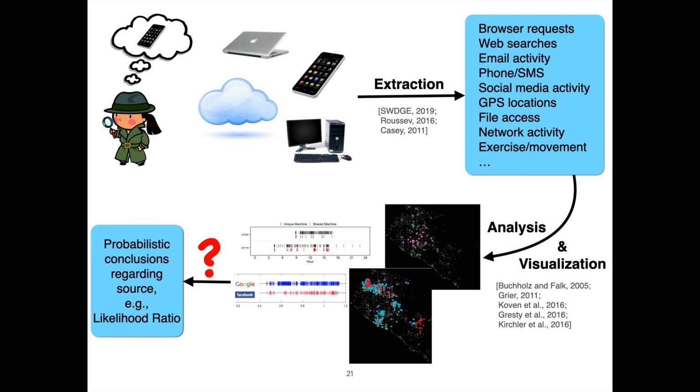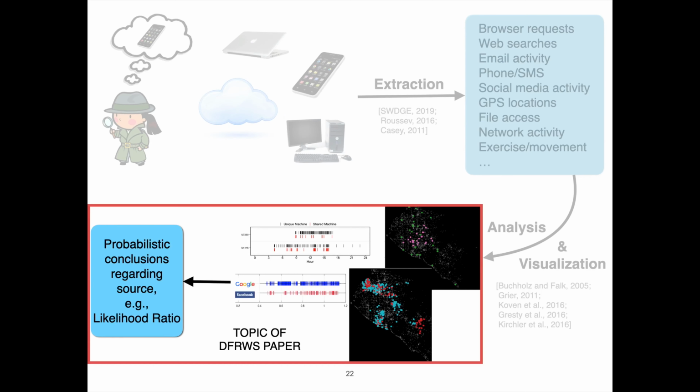But what's missing here is how to take this data that's been extracted off the device and analyzed and put into a clean format, and form probabilistic conclusions regarding source, right? So for example, how do you compute a likelihood ratio for digital event data? And that's going to be the focus of the DFRWS paper that I'm going to be talking about today.